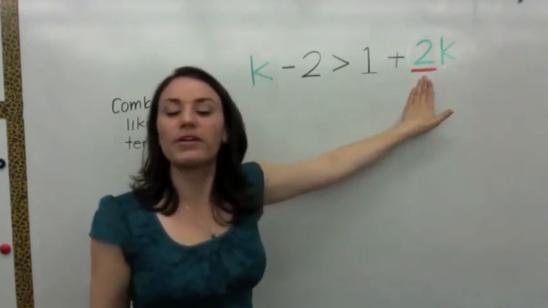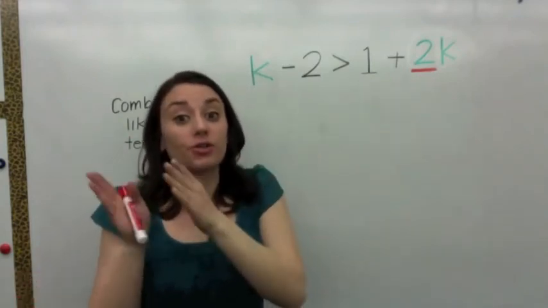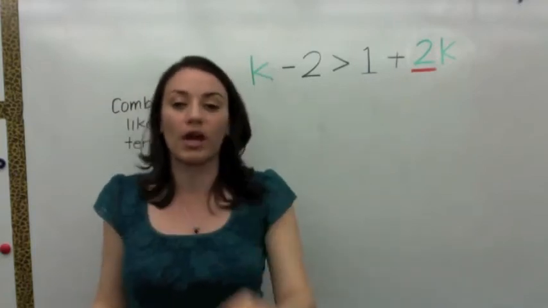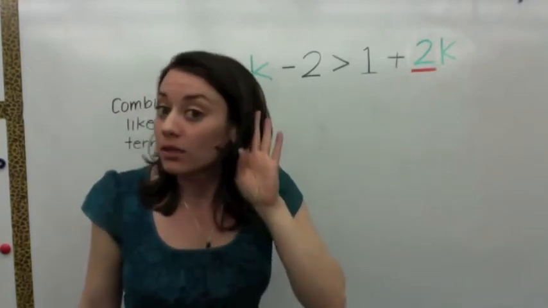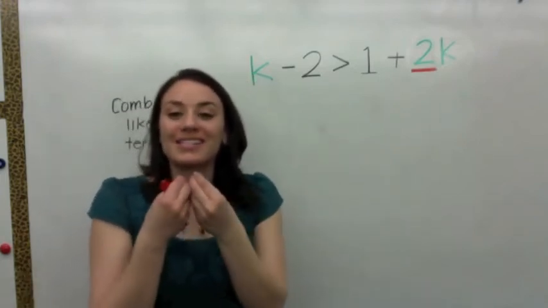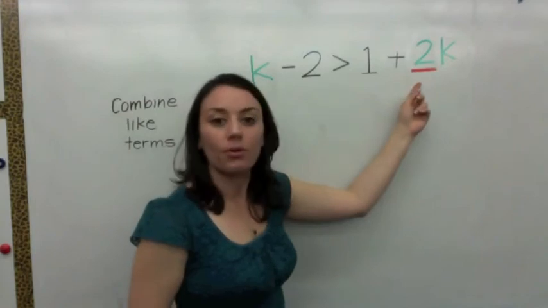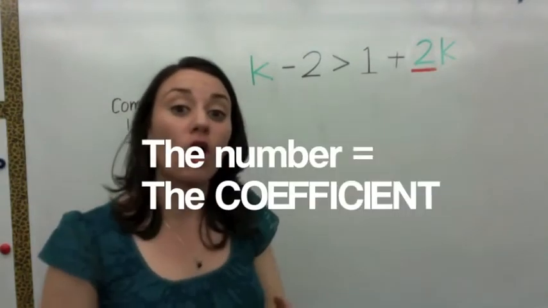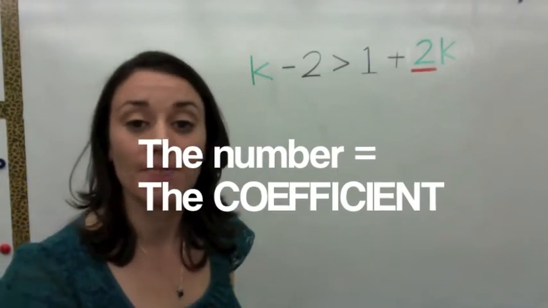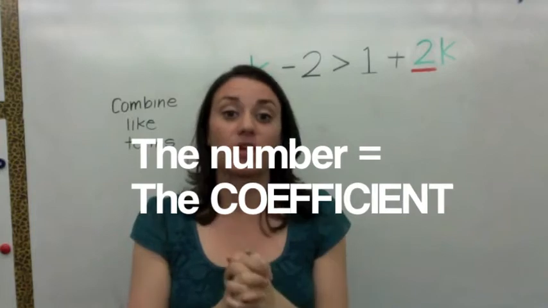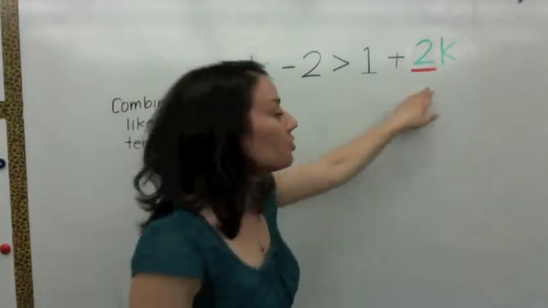Before we learned it as Mr. 2 is married to K. Okay, they are one term. What did I say? One term. Very good. Instead of calling him Mr. 2, we're going to call this number the coefficient. Okay, let's clap that together. Say coefficient.